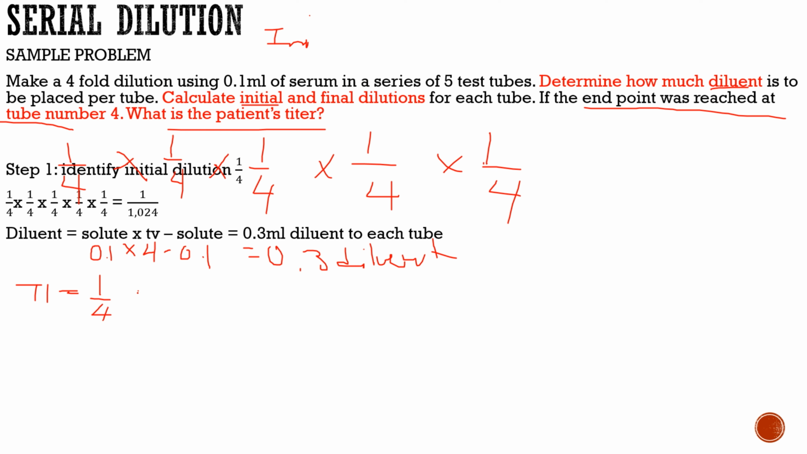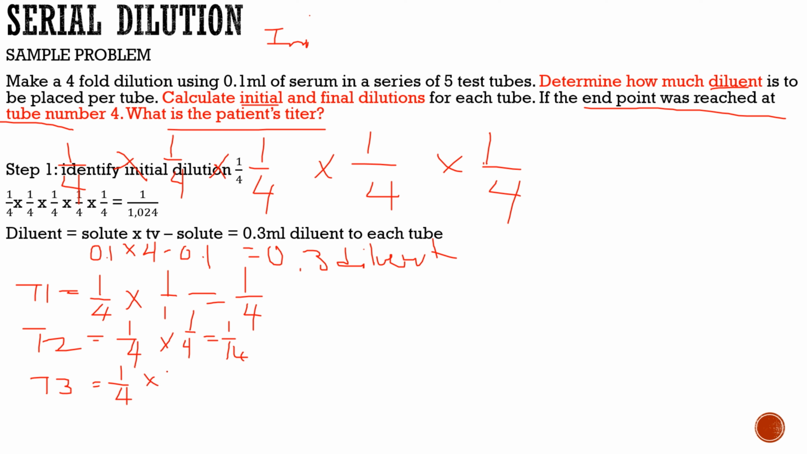1 is to 4 times 1 is to 1. Again, bakit 1 is to 1? Kasi walang previous dilution siya sa first tube. Now, have 1 is to 4. Sa T2, 1 is to 4 times 1 is to 4. You get 1 is to 16. The T3, 1 is to 4 times 1 over 16. You get 1 is to 64.